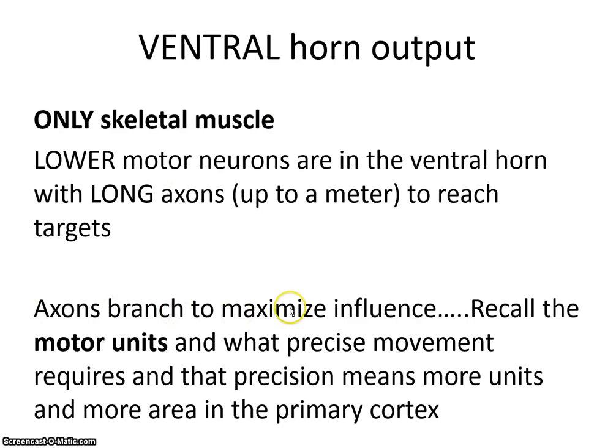So axons branch to maximize influence, and the motor units, well, that's what we talked about with the motor units back in chapter 10. And precise movements require fewer fibers with the motor units, but that's just to let you know that. What I need you to know is that the ventral horn is really controlling skeletal muscle, and it's just going out to all these different muscles you studied on your second practical and your third test.